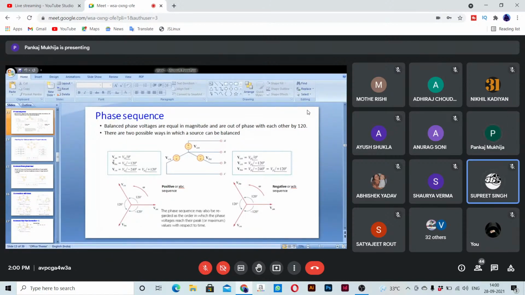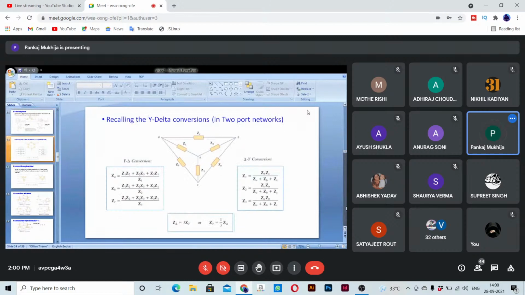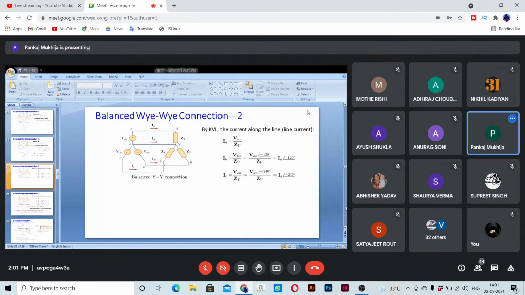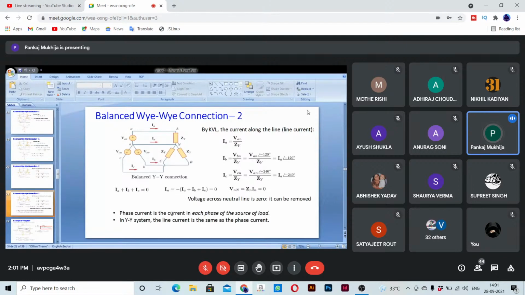Yes sir, I understood. Okay, the ABC sequence and the ACB sequence are different, not the same. Okay, fine. So let's come to our current discussion. The current in the Y-Y connection is the same as the load current. Now let's see this problem.